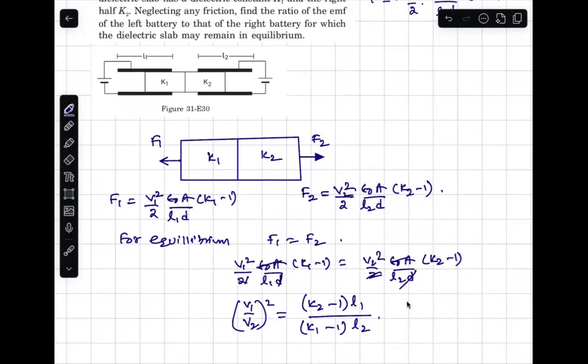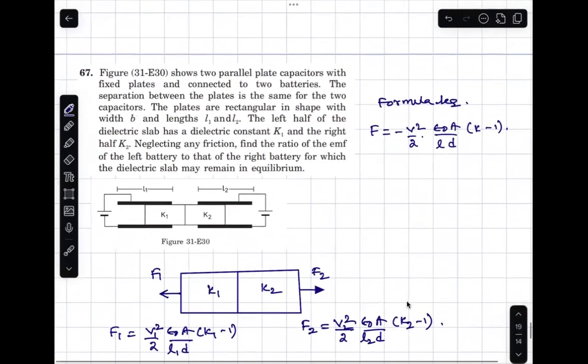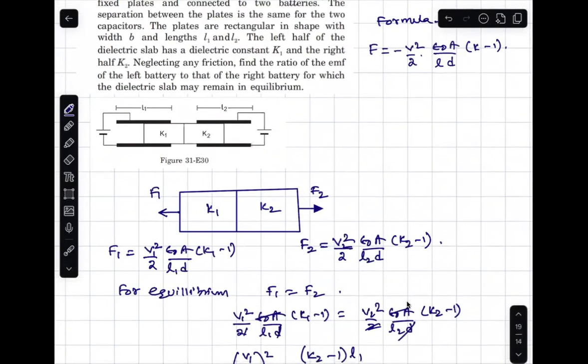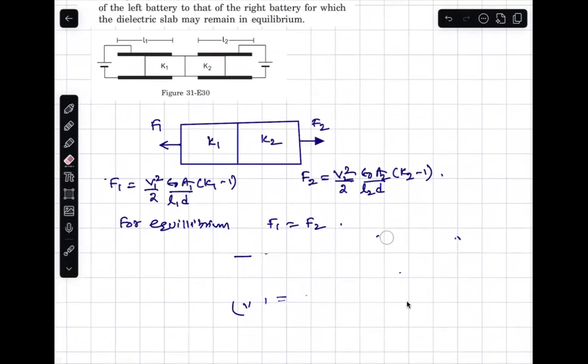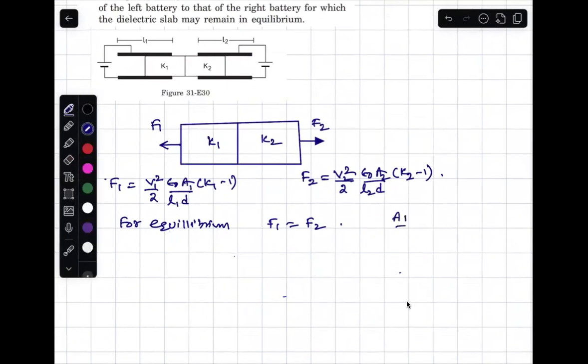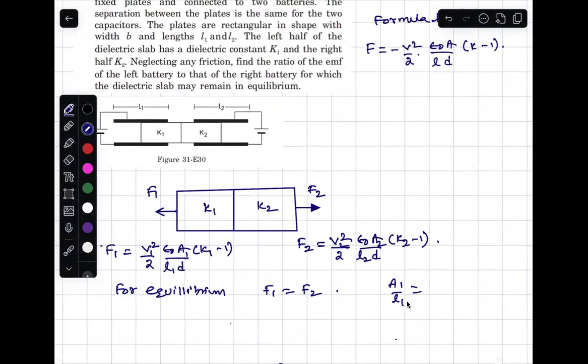Yes. Who said the area is not the same? Width B. Oh God. Then I should write A1, A2. Hold on. Thank you. So in that case, A1 by L1 becomes width B. A2 by L2 becomes width B.